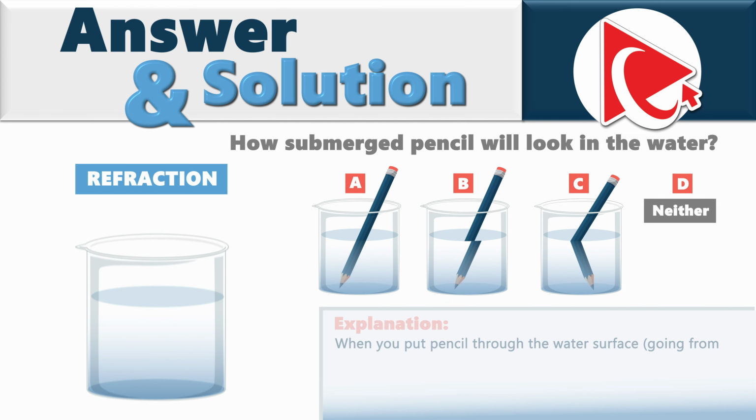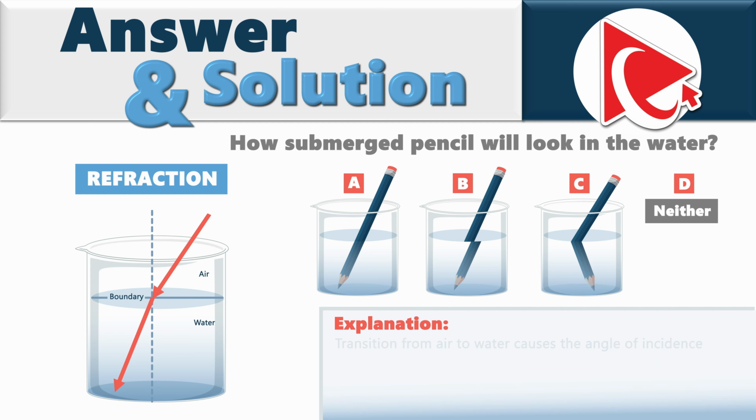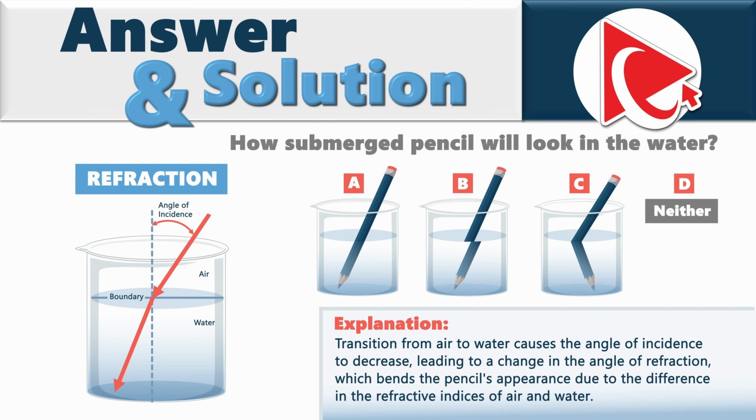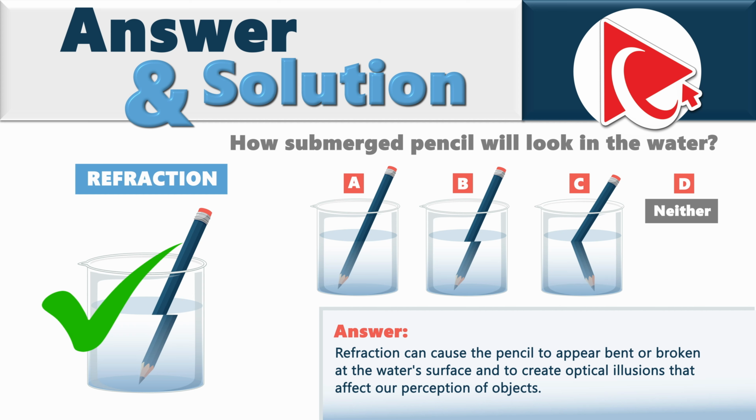concept called refraction. When you put pencil through the water surface, going from substance of air into the substance of water, the light rays passing through the water are reaching your eyes and they undergo the refraction. Transition from air to water causes the angle of incidence to decrease, leading to a change in the angle of refraction, which bends the pencil's appearance due to the differences in refractive indices of air and water. Refraction can cause the pencil to appear bent or broken at the water surface, and to create optical illusions that affect our perception of objects.